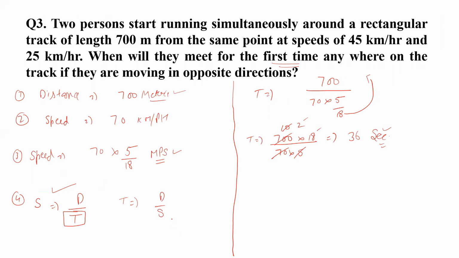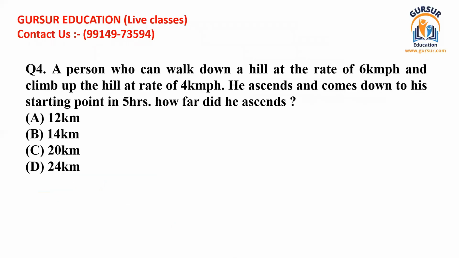Now I'm going further to show you the next question, and this is going to be the fourth one. This question is like a person who can walk down a hill at the rate of 6 kilometers per hour and climb up the hill at the rate of 4 kilometers per hour. So for only one person we have been given two speeds. His first speed is 6 kilometers per hour and his second speed is 4 kilometers per hour. So this has been given to you.